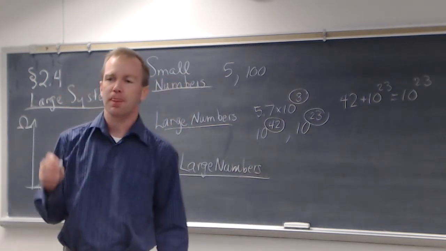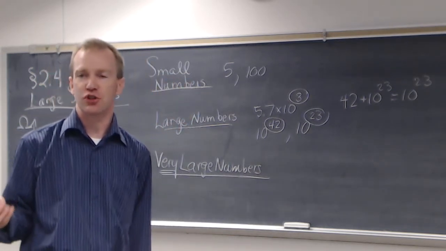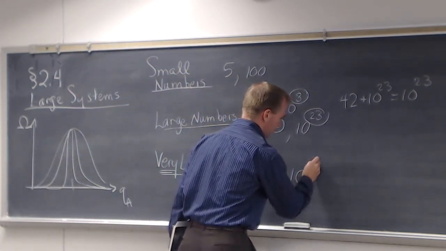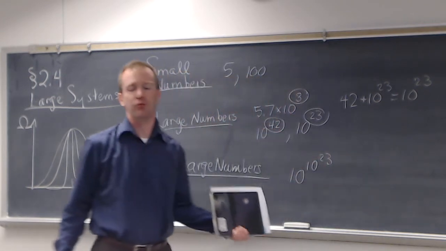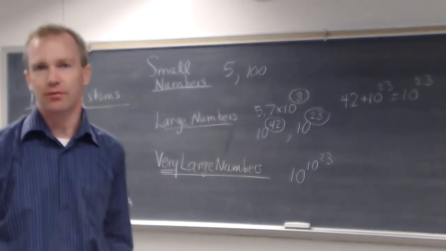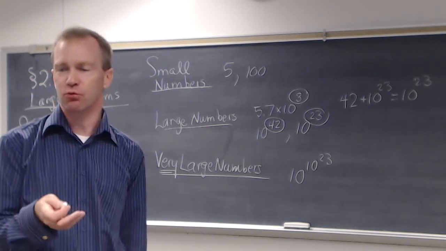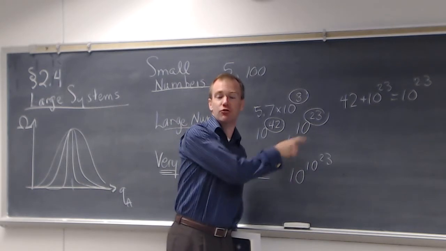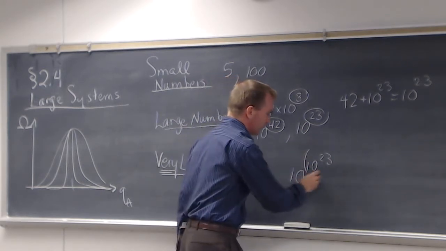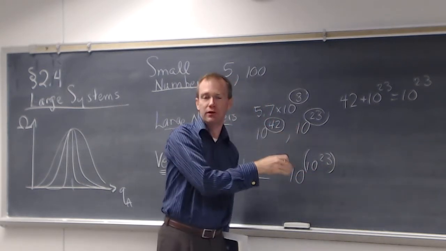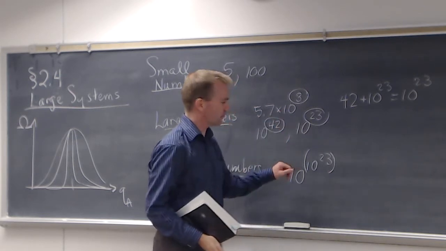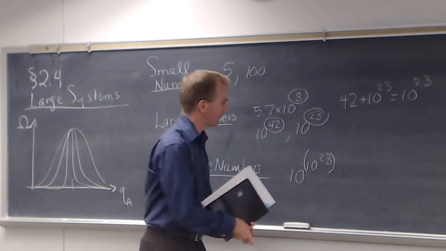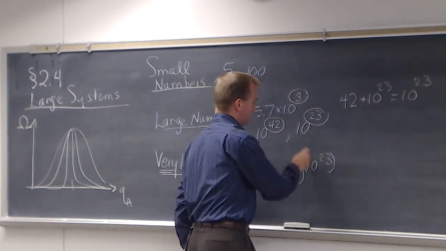Very large numbers. These are made by exponentiating large numbers. For example, 10 to the 10 to the 23rd power. These are ones we haven't really dealt with much before in many other classes. Note that 10 to the 10 to the 23rd power is 10 raised to 10 to the 23rd power. Don't confuse it with 10 raised to the 10th power and all of that to the 23rd power. That's different. So 10 raised to this large number.